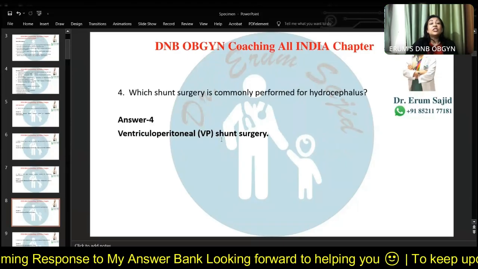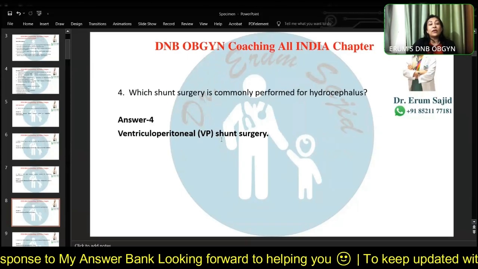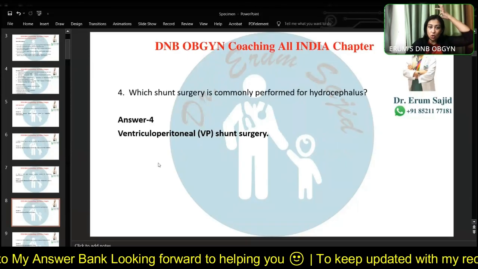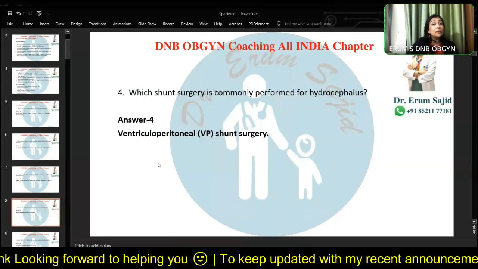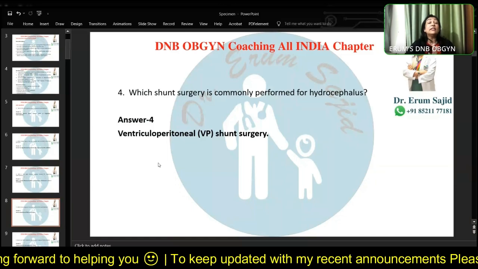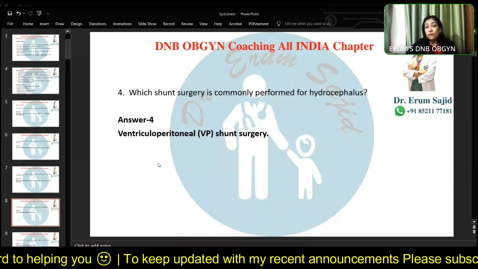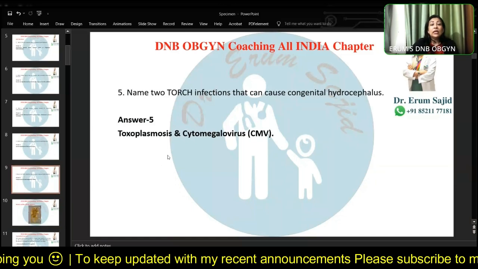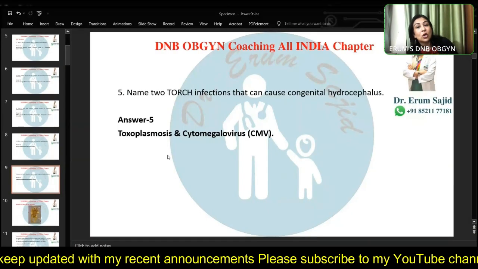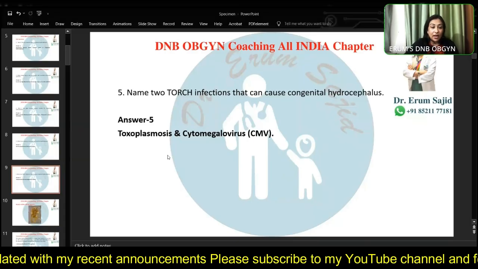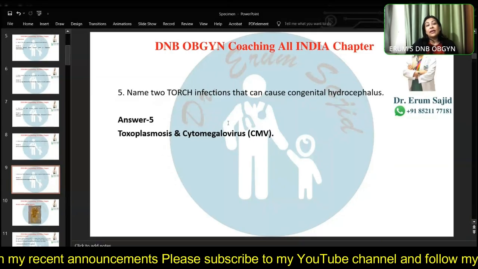Which shunt surgery is commonly performed in hydrocephalus? It's the ventriculoperitoneal shunt. This is one of the intra-abdominal procedures, the fetal therapy procedures which we do, fetoscopic. Name two TORCH infections, which I already told you. Toxoplasma and CMV are notorious in causing congenital hydrocephalus. And here's the next one.